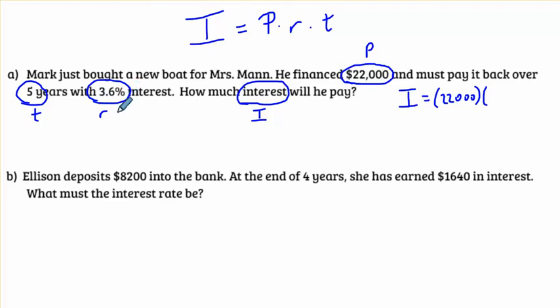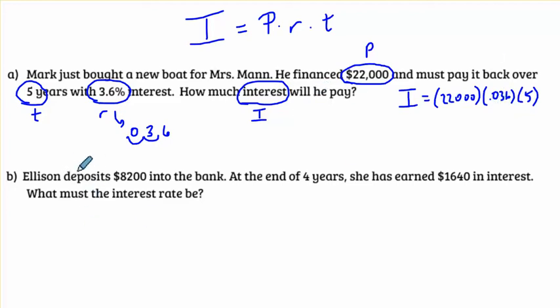3.6%. Well, we've got to change that into a decimal. So we need to move that twice. Remember, percentages are always out of 100. Hundredths are two places after the decimal. We move it twice, which means we're going to need to fill in a 0 in that spot right there. So that's going to be the next thing that we multiply, 0.036. And then our time we know is 5. And you just plug those into your calculator and it will give you your answer. And since it asked for the interest, you're then done.